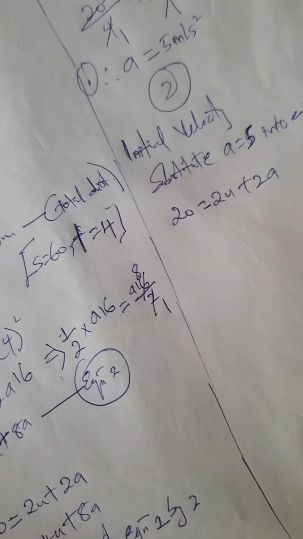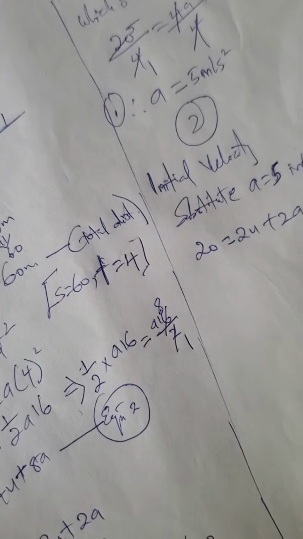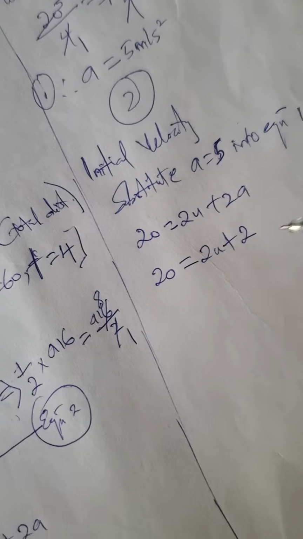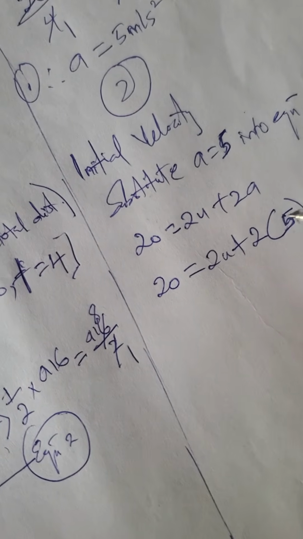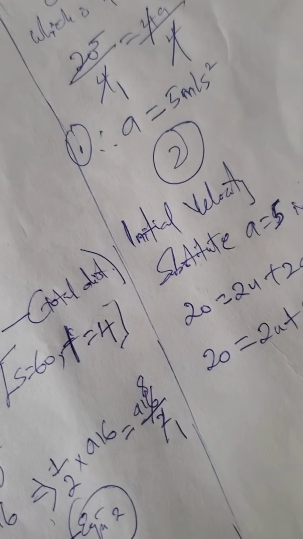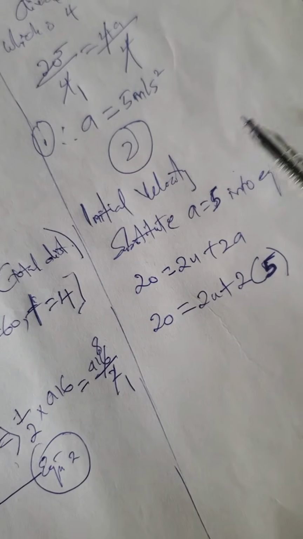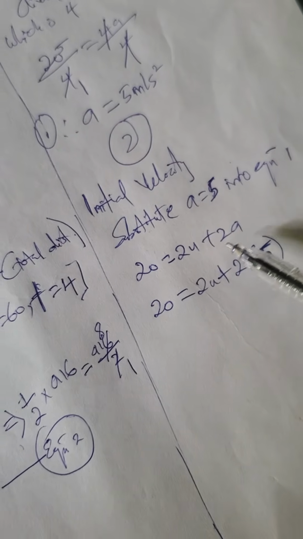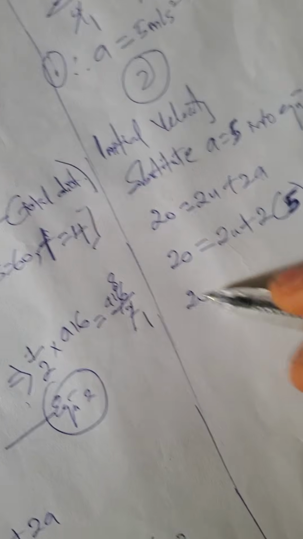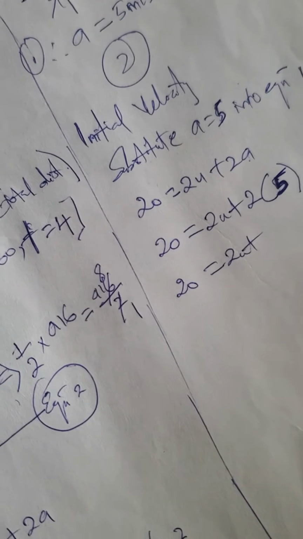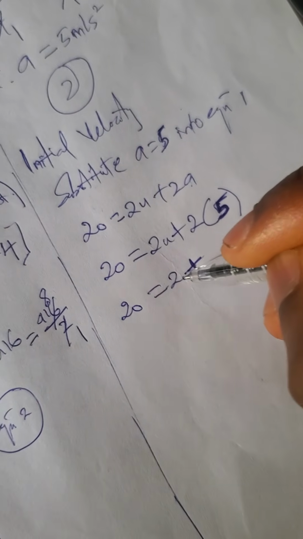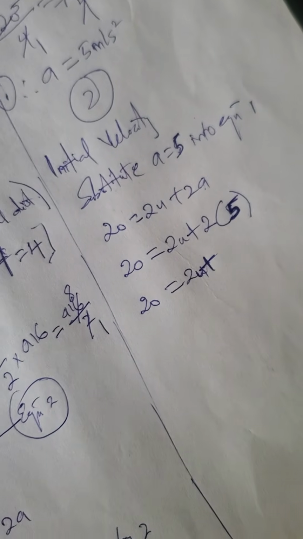You have to find the initial velocity. Now we have that 20 is equal to 2u plus 2 into 5. How do we get that 5? From the answer we got for the acceleration, which is 5, I said wherever you see a in any equation you are substituting into, make sure you replace that a with 5. Be sharp. So now we have 20 equals 2u plus 5 times 2, which gives you what? 5 times 2 gives you what?